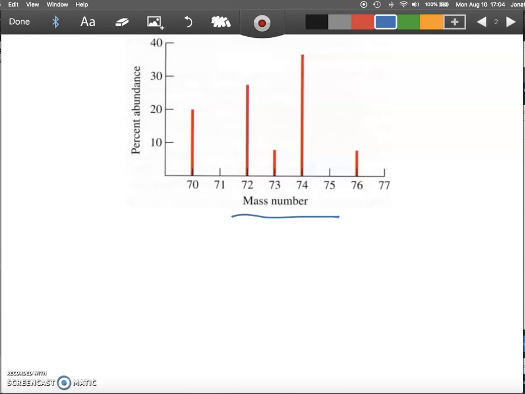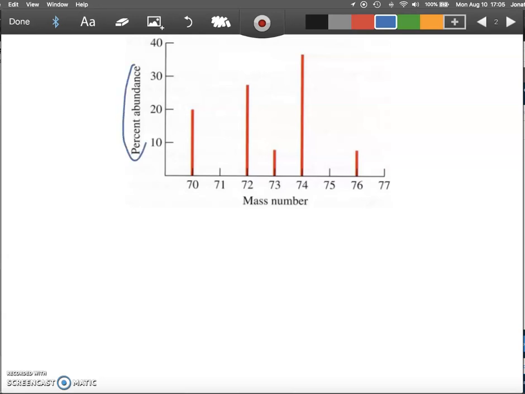So this first peak here represents an isotope of a mass of 70. This second peak represents a mass of 72. This third peak, 73, 74, 76, and so on. So every place there is a red line is where an isotope has come up, and the bottom number there corresponds to its weight.